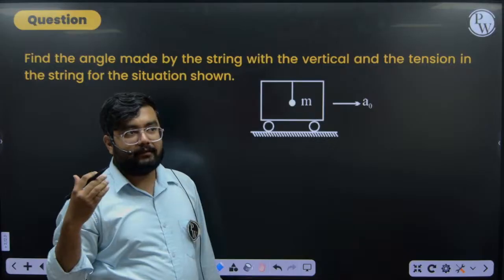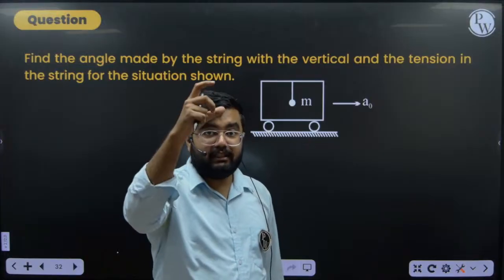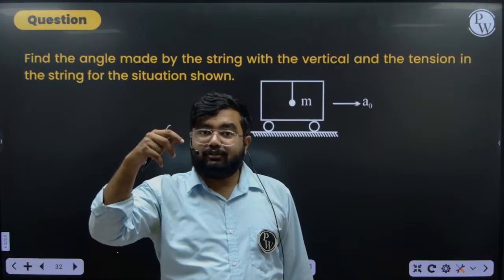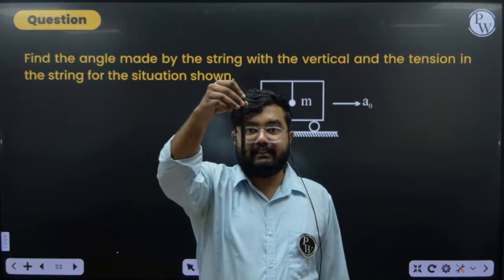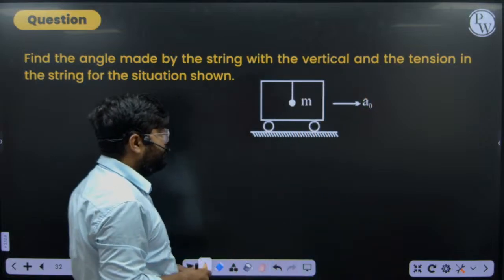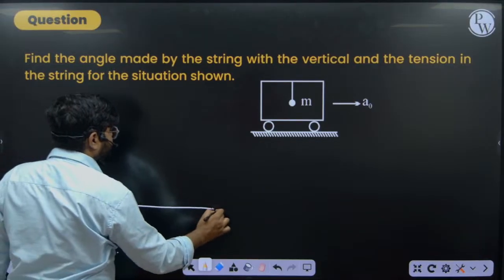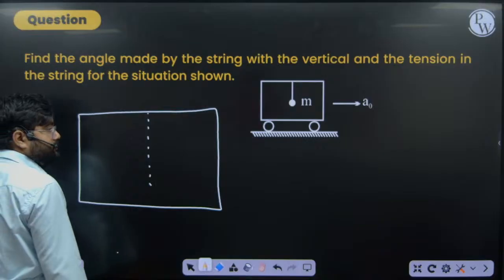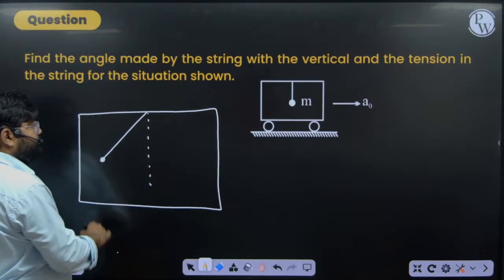But if you imagine you're sitting in a car and there is something hanging from the rear view mirror, usually in India we hang certain things. If the car accelerates, that thing which was hanging like this, when the car starts accelerating in this direction, will become like this. I hope you have observed that. So this mass, which was initially hanging in this manner, will now become tilted.